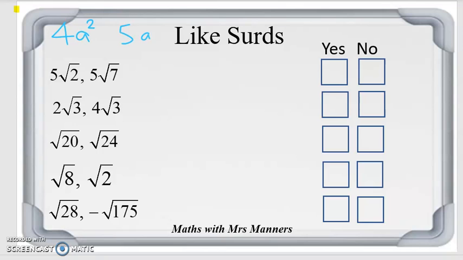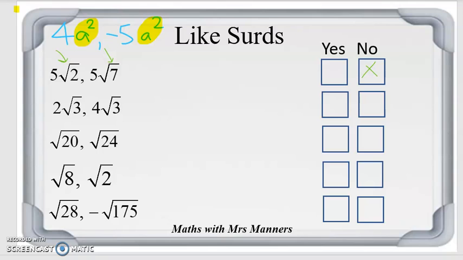So these are some like terms. They don't have to be the same sign, so one term can be positive and one term can be negative, but they must have the same pronumeral and power. Like surds are exactly the same concept. What you need is the same number under the square root sign. Here we've got a root 2, here we've got a root 7. The number under the square root sign isn't the same, so these are not like surds.